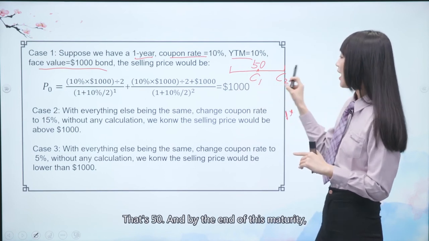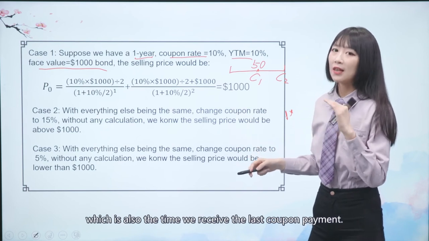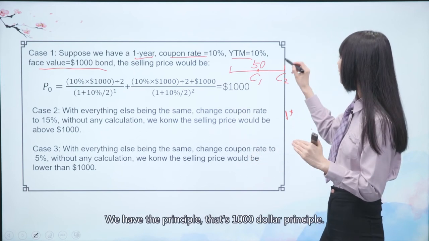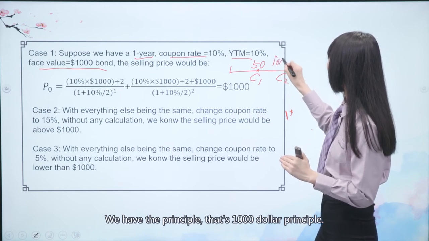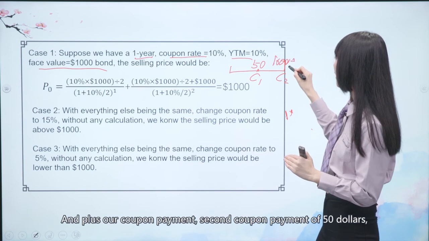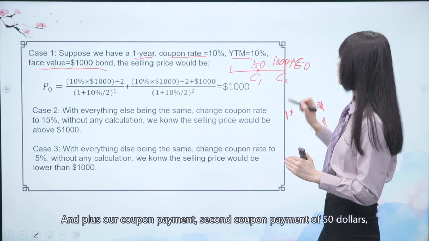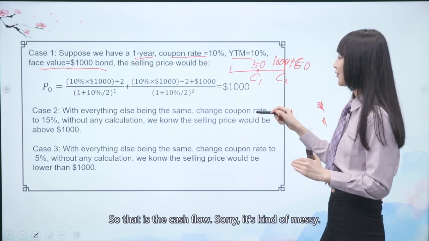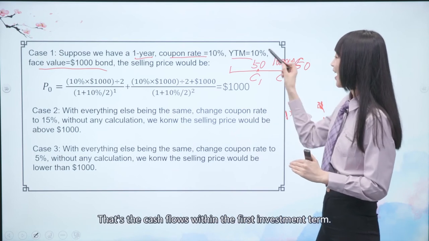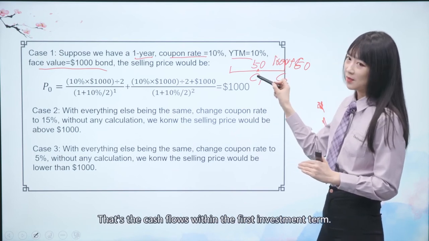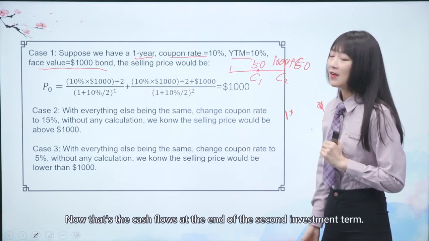And by the end of this maturity, which is also the time we receive the last coupon payment, we have the principal, that's $1,000, plus our second coupon payment of $50. So that is the cash flow. Sorry, it's kind of messy, hope you can still get that. Now, that's the cash flows within the first investment term, and that's the cash flows at the end of the second investment term.